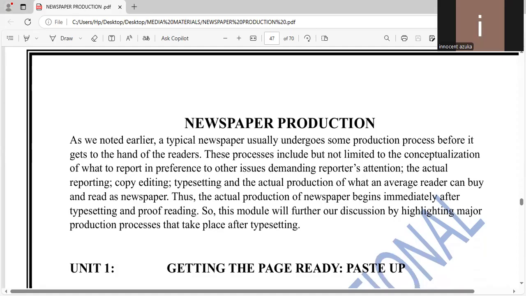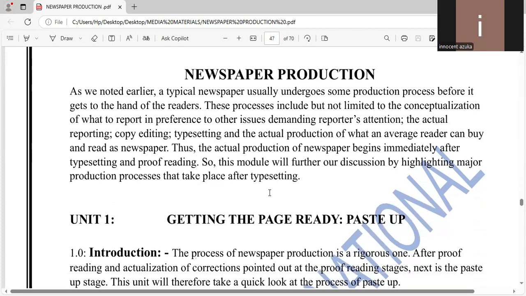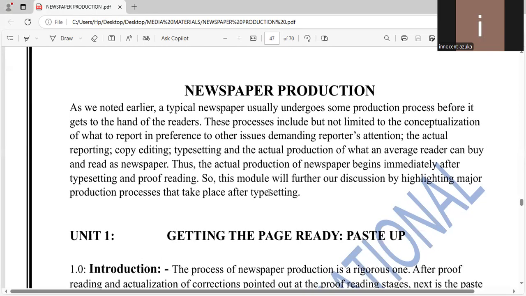Typically, a newspaper usually undergoes some production process before it gets handed to the reader. So this process includes, but is not limited to, the conceptualization of what to report first, and other issues demanding reporters' attention. So the actual reporting, copy editing, typesetting, and the actual production of what an average reader can buy as a newspaper.